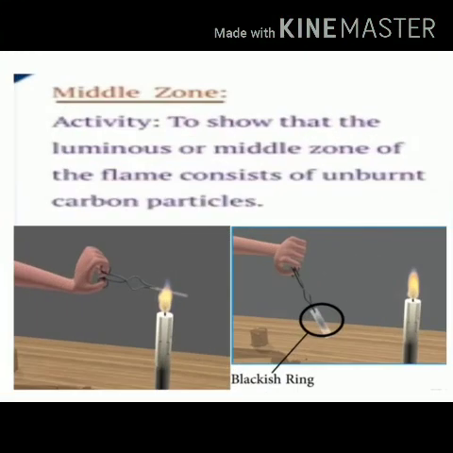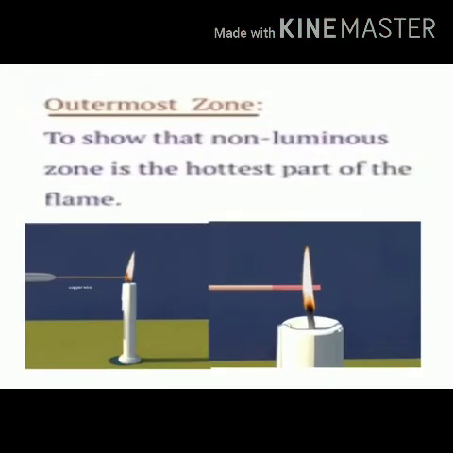Now the next activity is to show that the middle zone of a candle flame consists of unburnt carbon particles. I told you that incomplete combustion takes place in the middle zone. So again you have to light a candle, but this time you put a glass slide with the help of tongs. Put the glass slide in the middle zone or the luminous zone of the flame. Hold it for about 10 to 15 seconds. Then remove it and observe it carefully. You will find a blackish ring formed on the glass plate. This blackish ring is produced due to deposition of unburnt carbon particles present in the luminous zone of the flame.